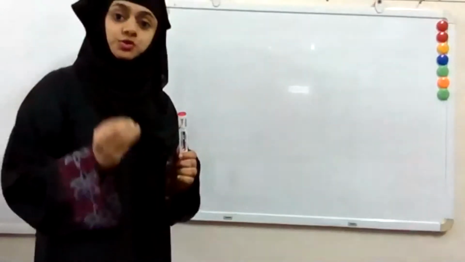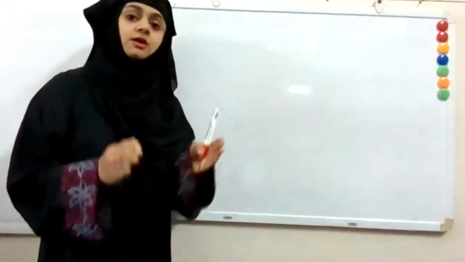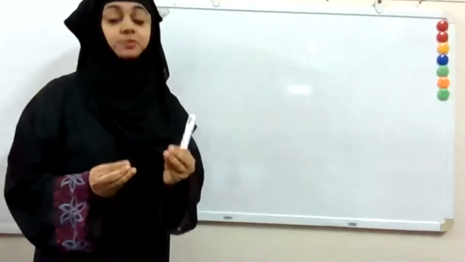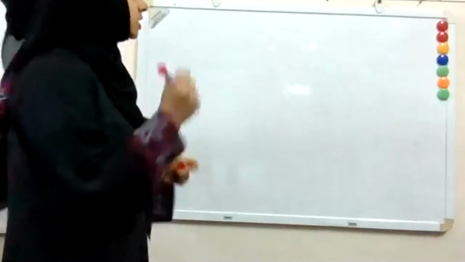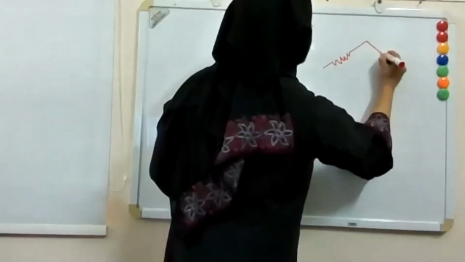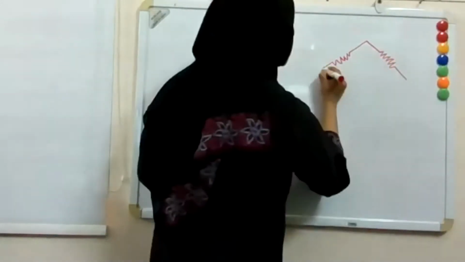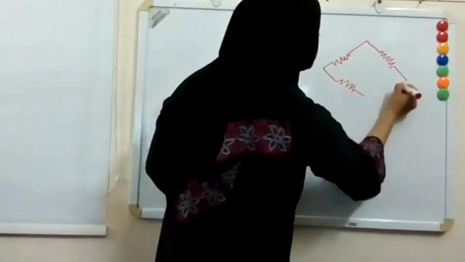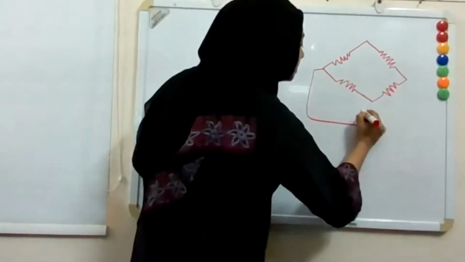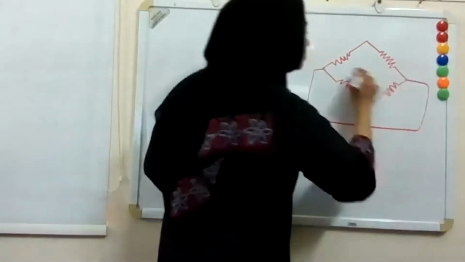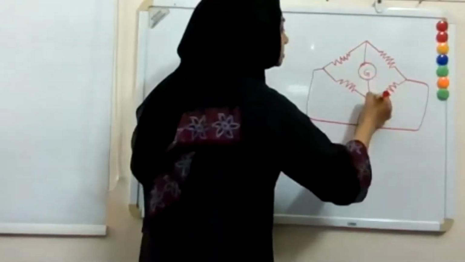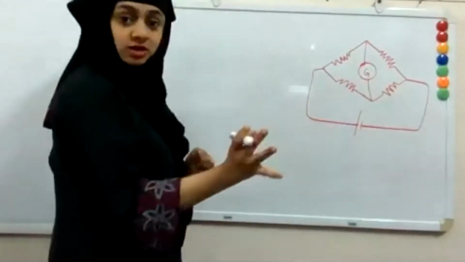What we are going to do now is use Kirchhoff's current law and voltage law to derive the principle of Wheatstone's bridge. Let me first draw a Wheatstone's bridge here. There should be 4 resistances connected in the form of a bridge. There are 4 arms, and voltage is applied across 2 of those, and a galvanometer is connected across them. So this is a Wheatstone's bridge arrangement.